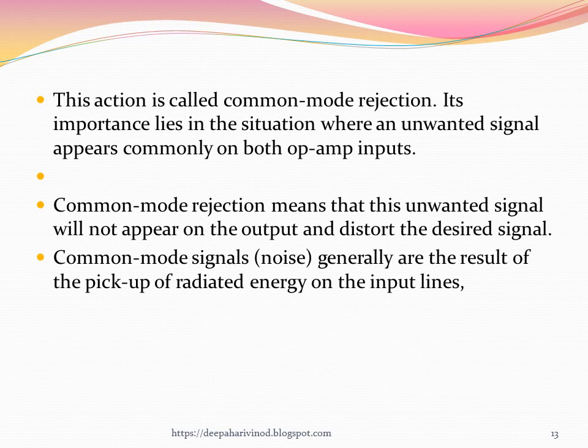This action is called CMRR. Its importance lies in the situation where an unwanted signal appears commonly on both op-amp inputs. That is, common mode rejection ratio means that the unwanted signal will not appear on the output and distort the desired signal. Common mode signals, or noise as we say, are generally the result of the pickup of radiated energy on the output lines.